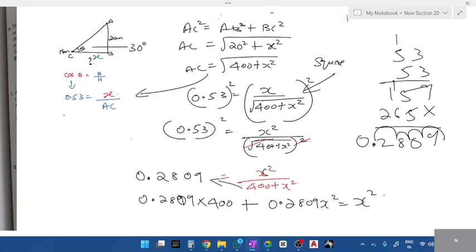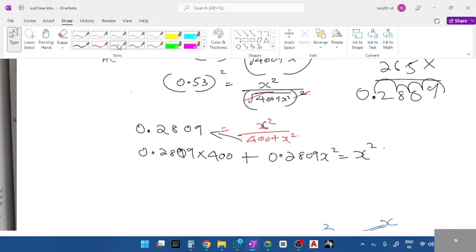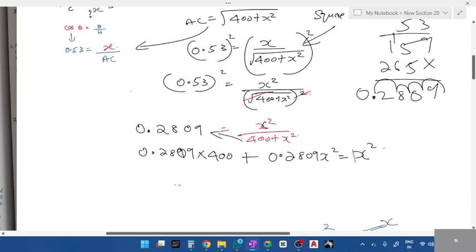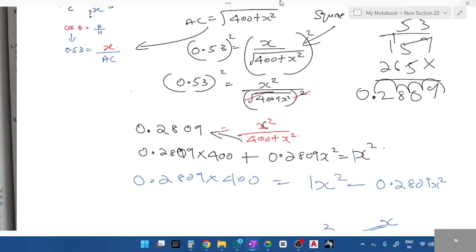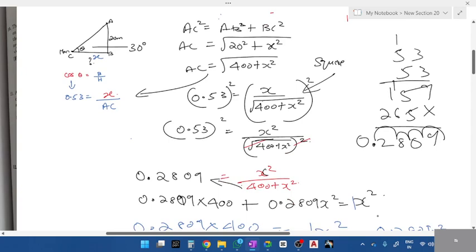Wait, let me see the table. Keep this 400, don't multiply. Which two are like terms here? X square and x square are like terms? Yes, so keep this 0.2809 into 400 as it is. Shift this to the other side. We have 1x square minus 0.2809 x square. Complete it till here. Draw the diagram, students. Complete it till here. After this, I'll teach.